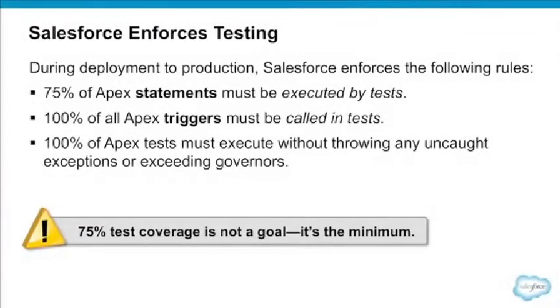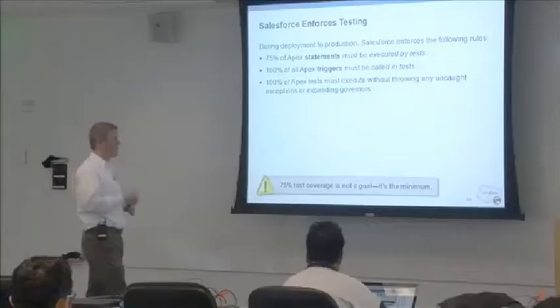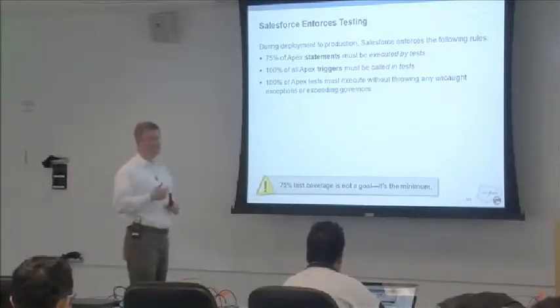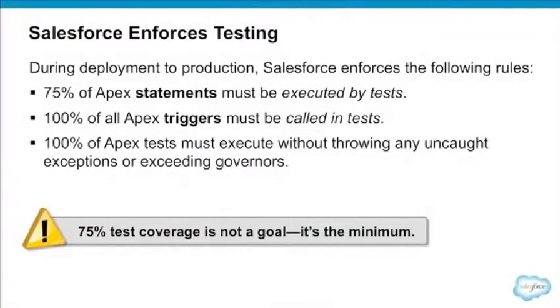So when you do a deployment of your Apex code to a production environment, and we will be talking about deployment in our next module, but when you perform that deployment, one of the things that we do is we have 3 requirements that you need to meet for Apex. The first is 75% of your lines of Apex code for all of your Apex code that exists within your production environment must be executed.